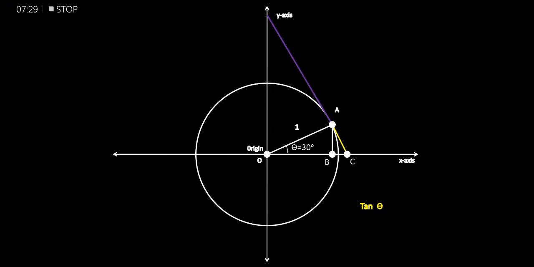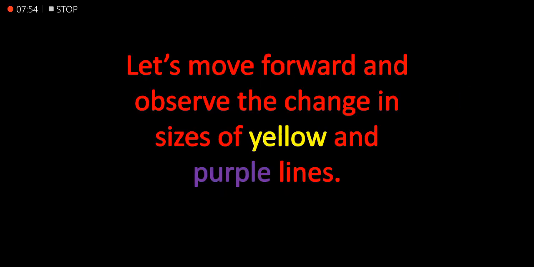Similarly, draw a tangent from point A on y-axis. It meets y-axis at point D. The length of purple line AD represents cot of theta. So yellow line is the representative line of tan of theta and purple line is the representative line of cot of theta. Let's move forward and observe the change in sizes of yellow and purple lines.